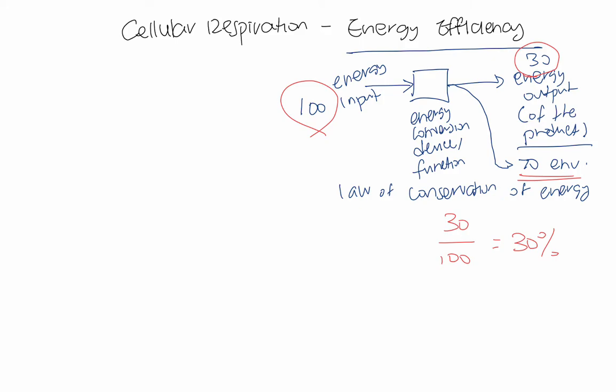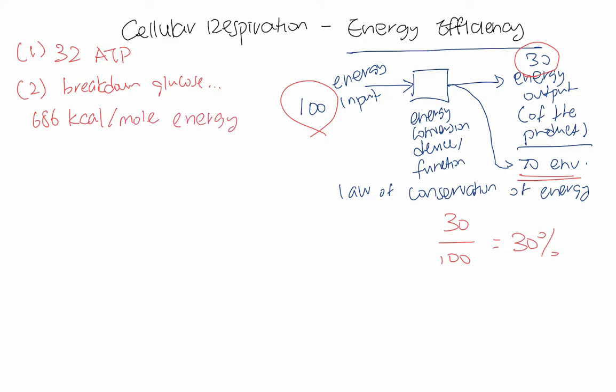Now, getting back to cell respiration's energy efficiency, there are 3 facts that we need to be aware of. The first is that we know that cellular respiration produces 32 ATP in general. We also know, from outside knowledge, that when we break down glucose, we get 686 kilocalorie per mole of energy.